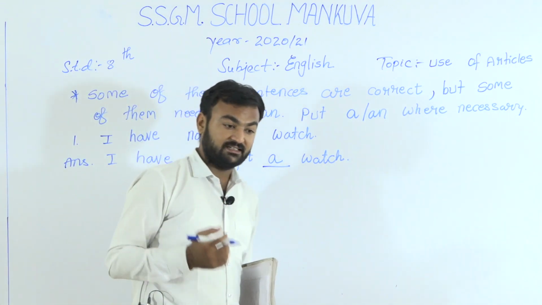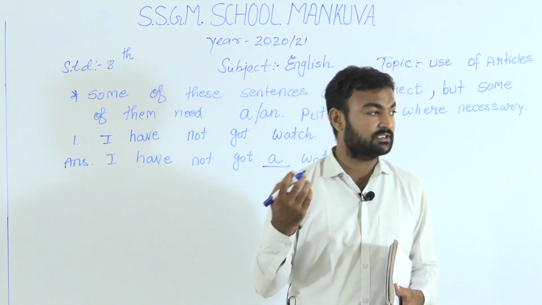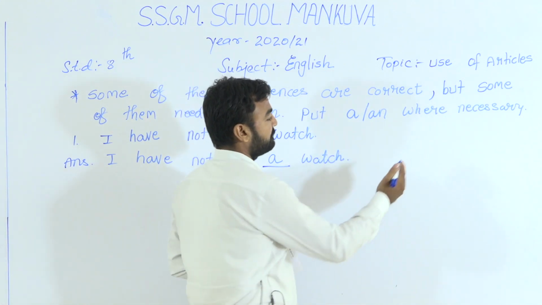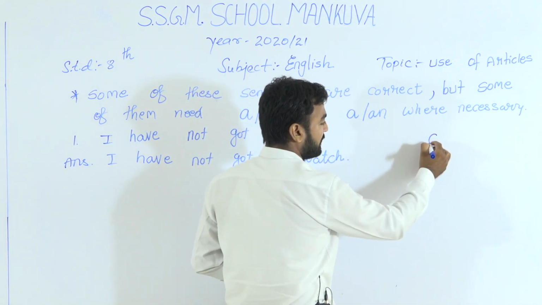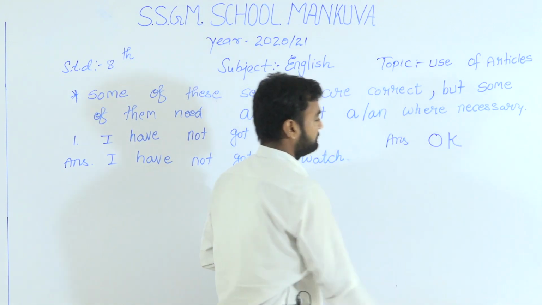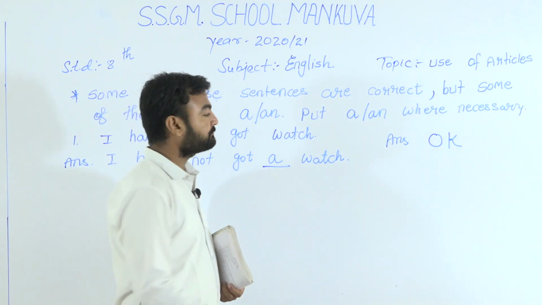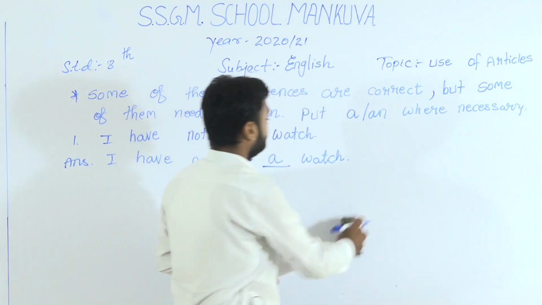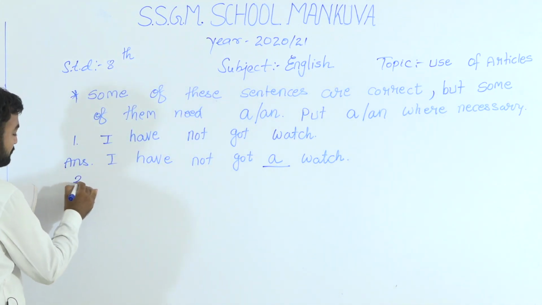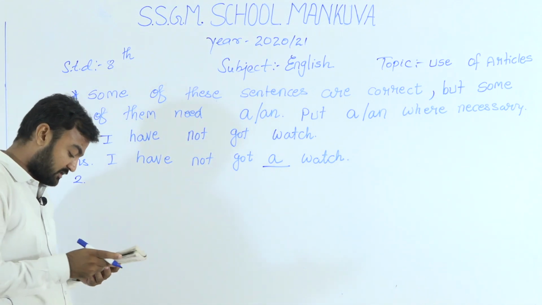And in some of the sentences you see that they are okay, meaning there is no requirement to put a or an. At that point of time, if the sentence is okay, you have to write in the answer that okay, no need to change anything. Okay, now, I solved one example, the rest you have to do by yourself at your home. Now I am writing the questions over here.